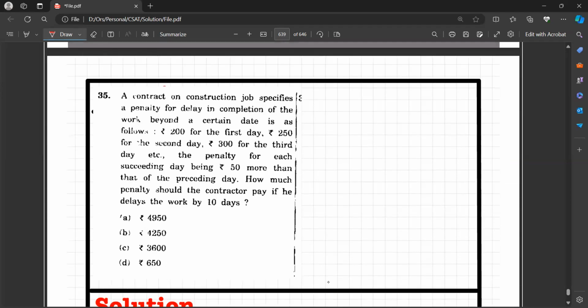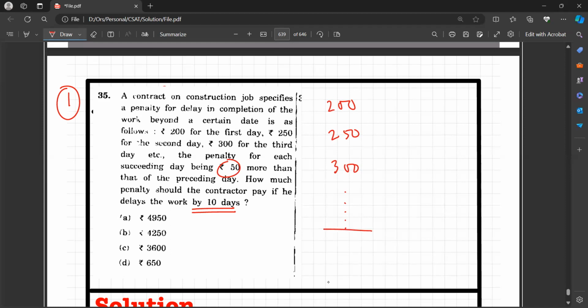Question number 1. A contract on construction job specifies a penalty for delay in completion of the work beyond a certain date as follows. It is 200 for the first day, 250 for the second day, 300 for the third day. The penalty for each succeeding day being rupees 50 more than that of the preceding day. How much penalty should the contractor pay if he delays the work by 10 days?